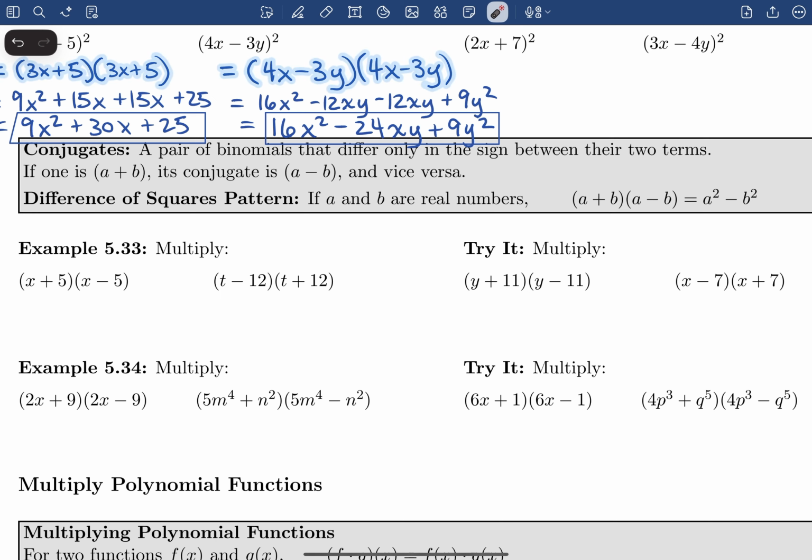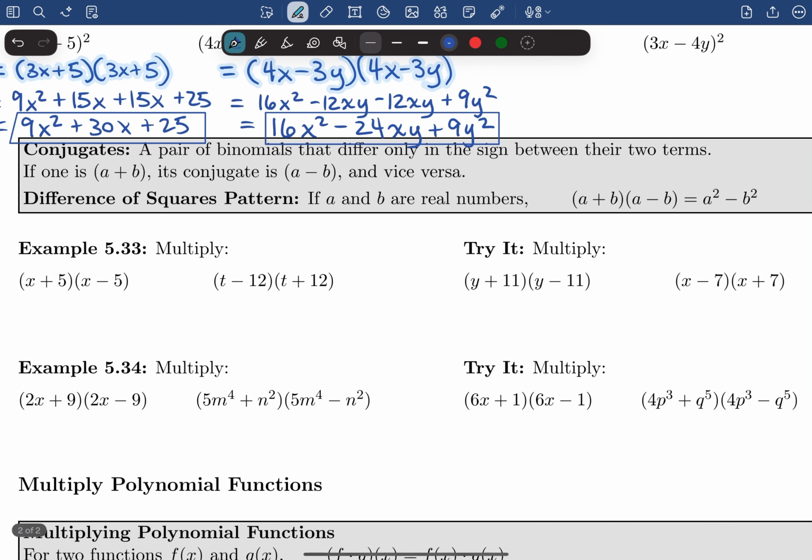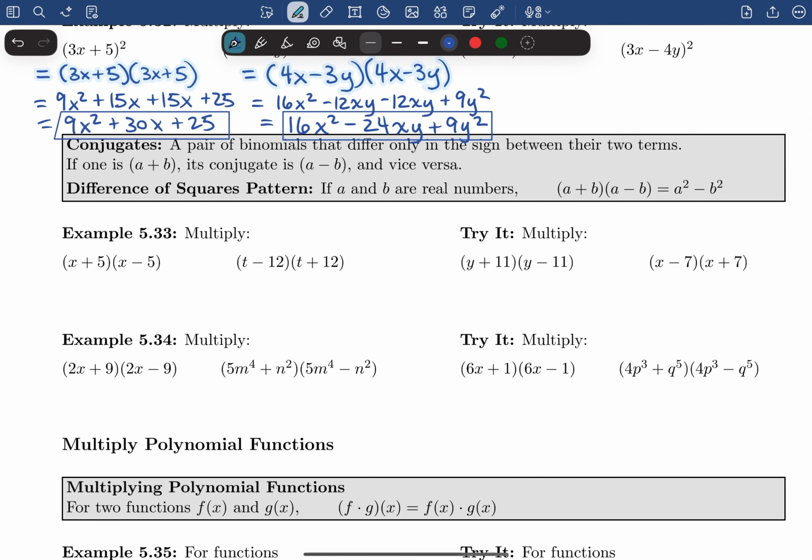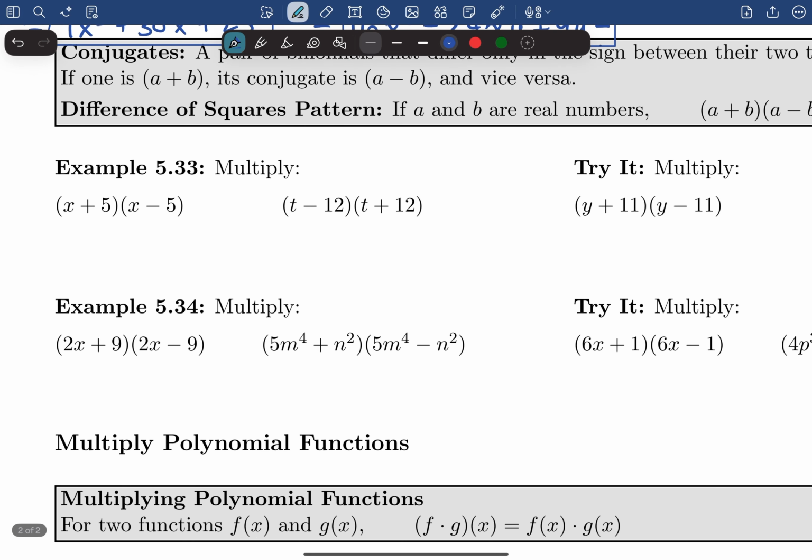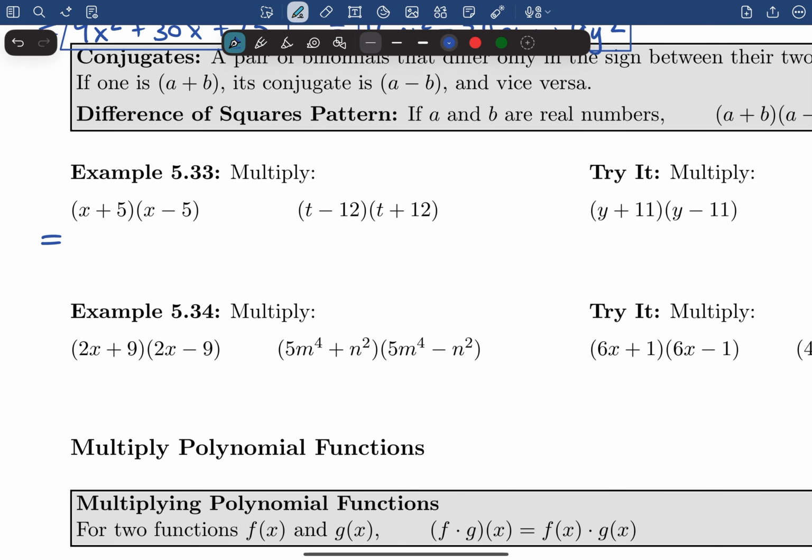So if I FOIL this, I would end up with this. This is called the difference of squares. You are going to need the difference of squares as you proceed in algebra because it comes up so often. Let me show you how I would multiply two conjugates together. It's the same foiling pattern that you're used to, but something interesting is always going to happen.